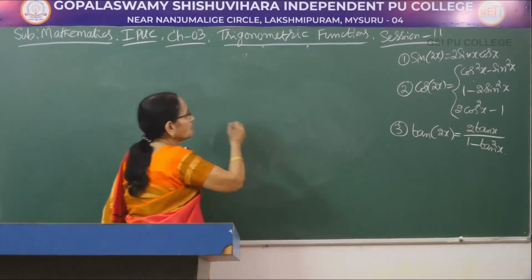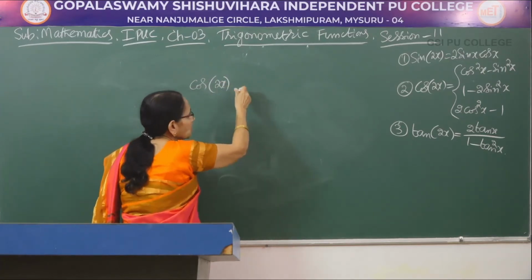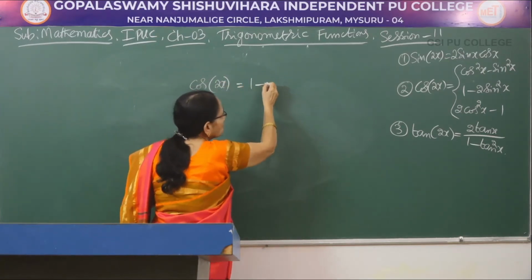Now, consider cos of 2x to be equal to 2 cos square x minus 1.